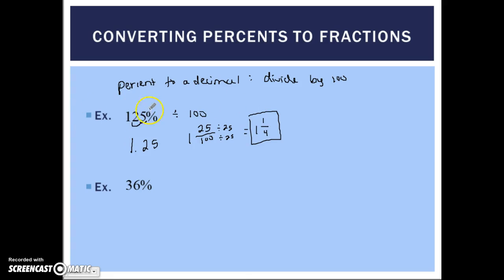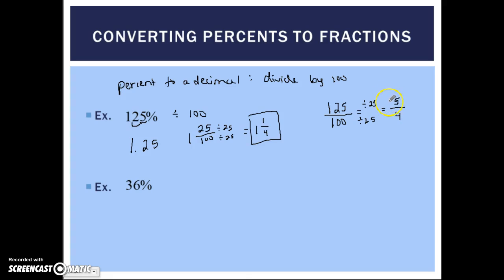Another way to go straight from this percentage to a fraction, percents are always out of 100. So you could write 125 out of 100. And if we reduce this fraction, I'm going to divide out a 25 on the top and divide out a 25 on the bottom, because both 125 and 100 share 25. So 125 divided by 25 equals 5. 100 divided by 25 equals 4.